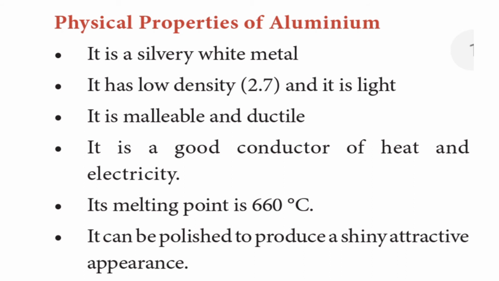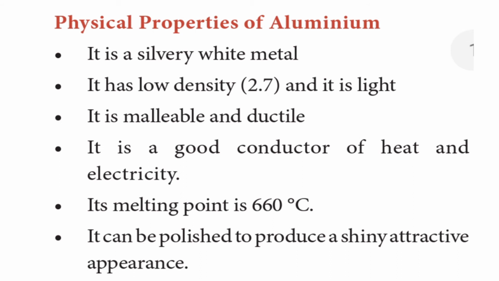Its melting point is 660 degrees Celsius. So the melting point of aluminium is 660 degrees Celsius. It can be polished to produce a shiny, attractive appearance. So the attractive look of aluminium is produced because of the shiny appearance. If we polish the aluminium, the shiny appearance will occur. So these are the physical properties of aluminium.